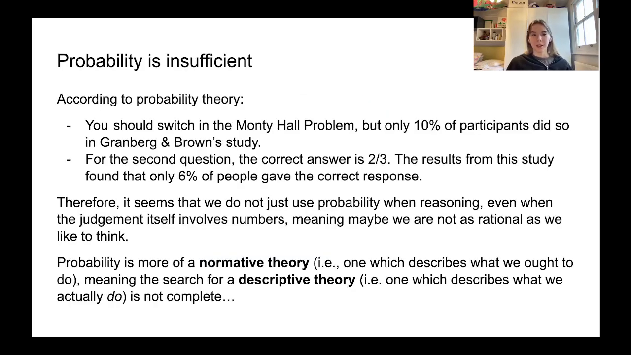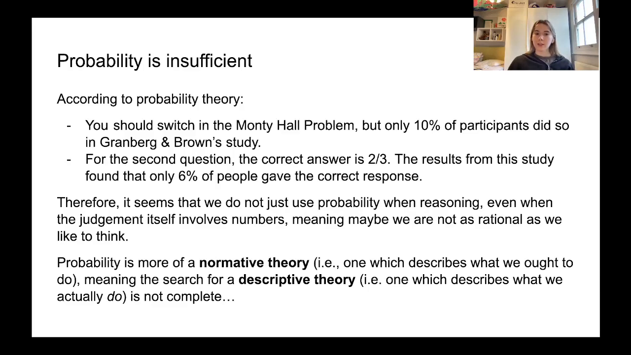According to probability theory, you should switch in the Monty Hall problem, but in the study that we looked at just here, only 10% of participants did so, with the rest choosing to stick with their original answer. For the second question, the correct answer is 2/3. But the results from this study again found that only 6% of people gave the correct response. So it seems that when answering these sorts of questions, we don't just use probability, even when the judgment itself involves numbers, meaning we should easily be able to use probability to work them out. Maybe then we're not as rational as we like to think.